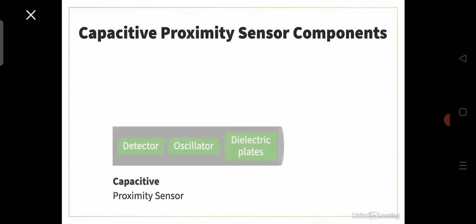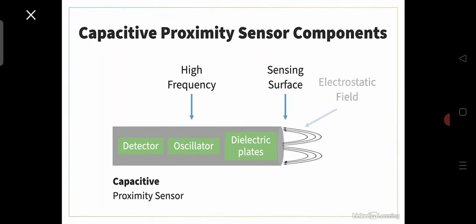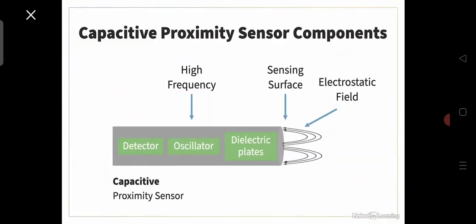In general, a capacitive sensor contains a high-frequency oscillator and a sensing surface formed by two metal electrodes or dielectric plates that produce an electrostatic field. This is similar to an actual capacitor. This document is showing the general configuration of a capacitor. A capacitive sensor also has a detector to detect any changes to produce an output accordingly.